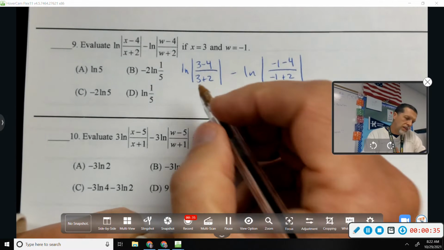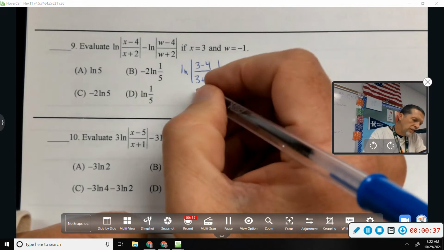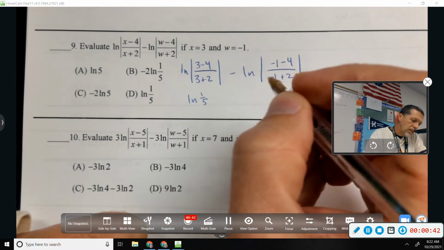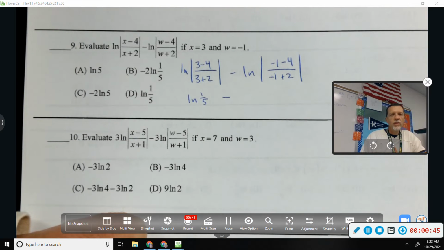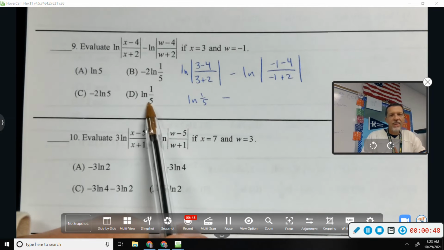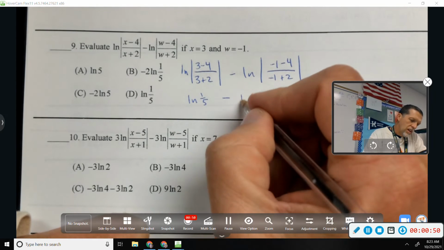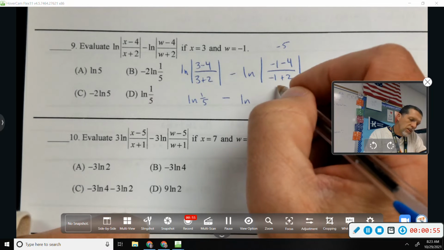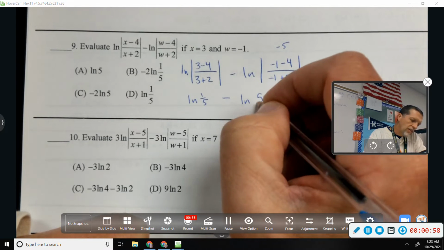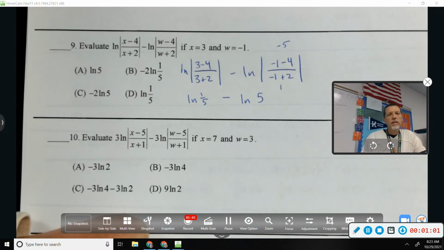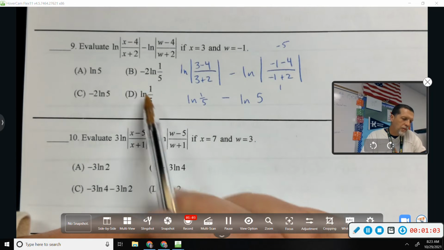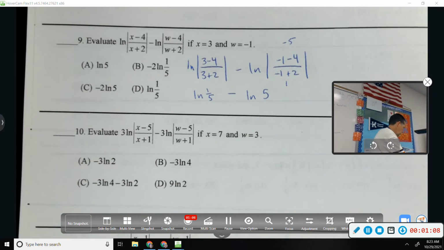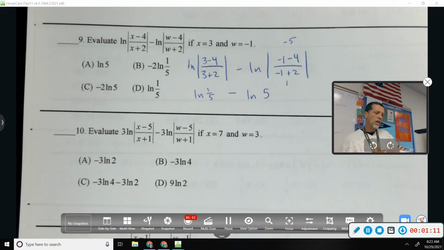All right, let's see. 3 minus 4 would be negative 1 over 5, but positive, so natural log 1/5 minus, which I'm pretty sure that one's not right. Why are there two? Negative 1 minus 5 would be negative 5 over 1, so natural log of 5. So this is correct, but it's not one of my answer choices.